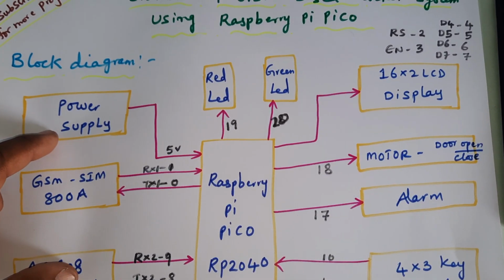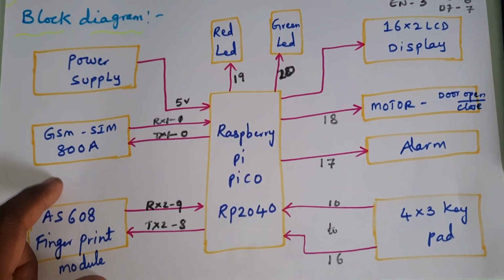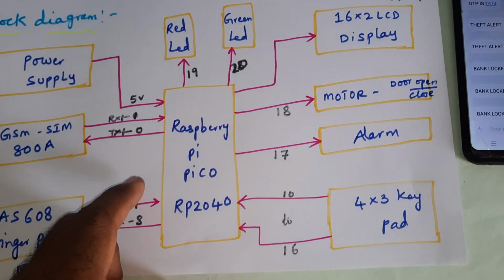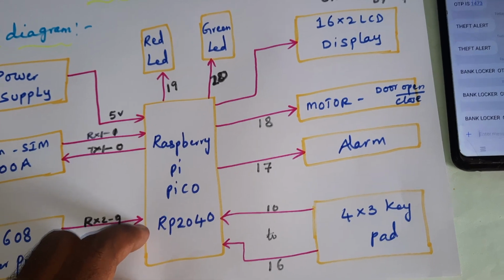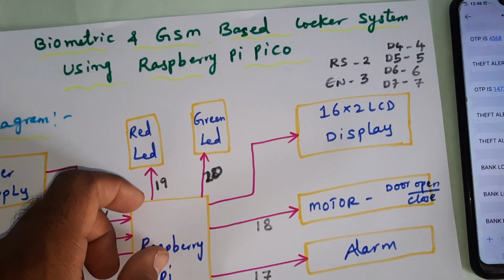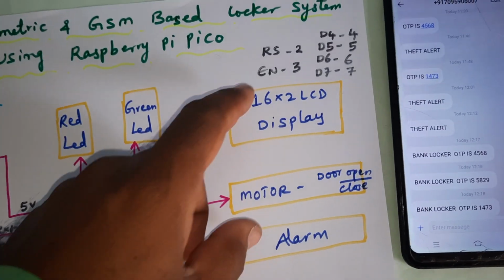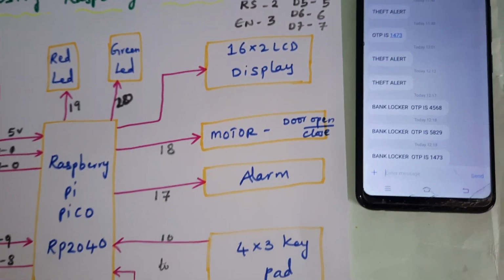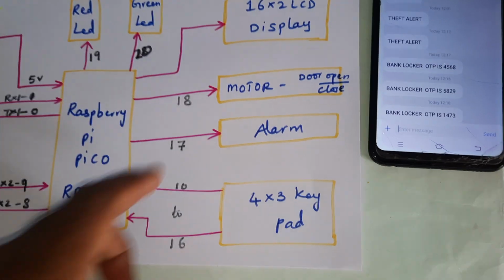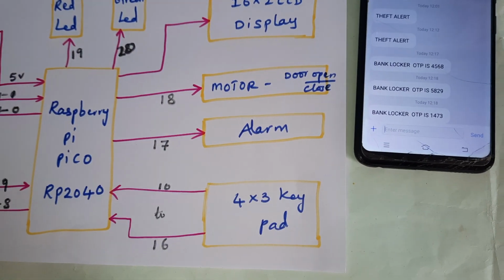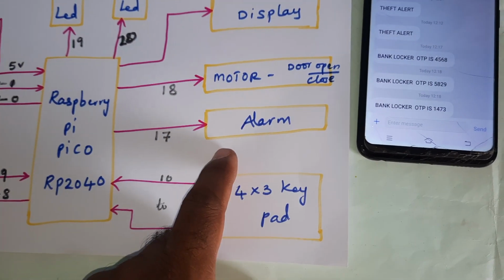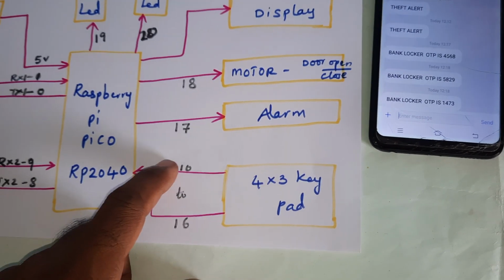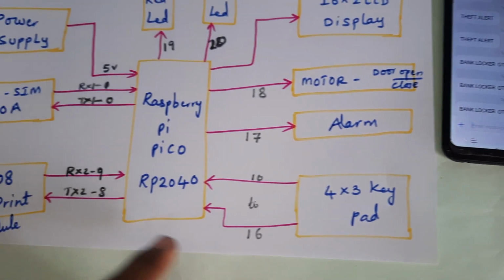So in this project we are using a 5 volts power supply module, GSM SIM 800A, AS608 fingerprint module, Raspberry Pi Pico RP2040, and one red LED and one green LED. The 16x2 LCD display uses RS, Enable, D4, D5, D6, D7, connected to GPIO 2, 3, 4, 5, 6, 7. The motor for door open close is connected to GPIO 18, the alarm to 17, and the 4x3 telephone keypad is connected to GPIO pins 10 to 16.